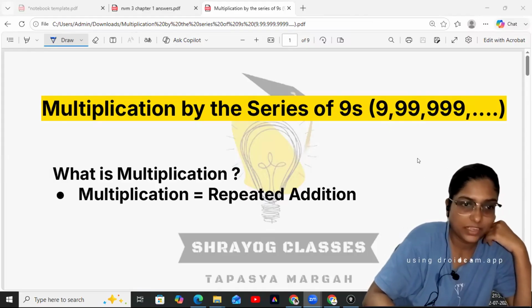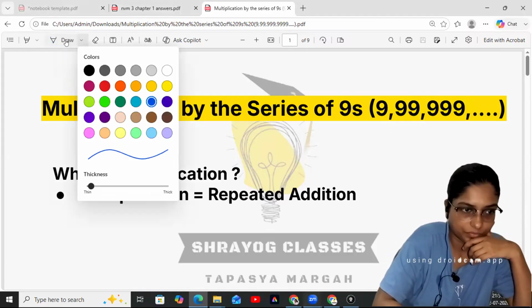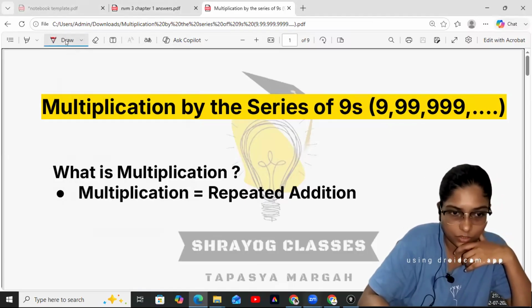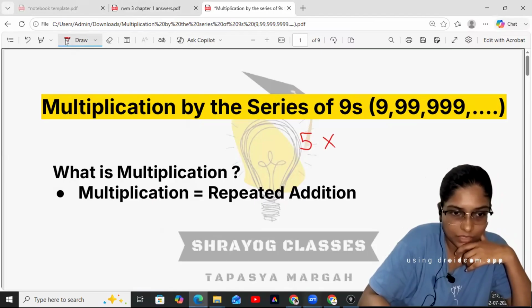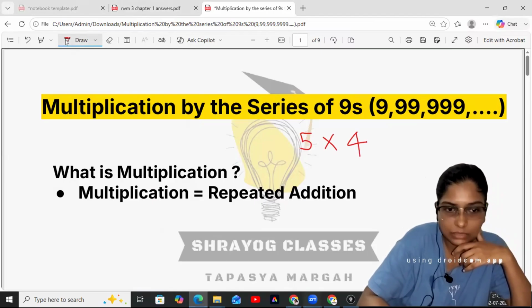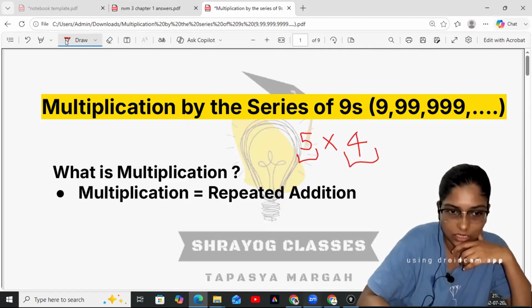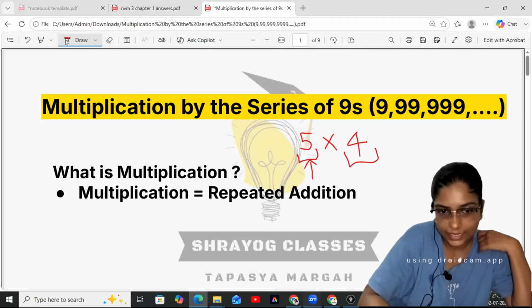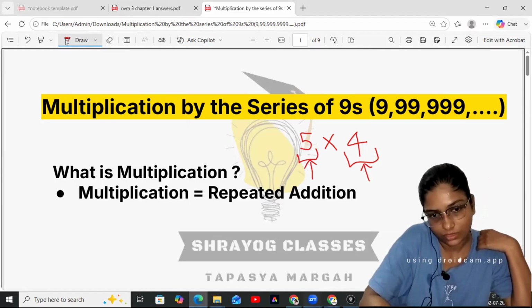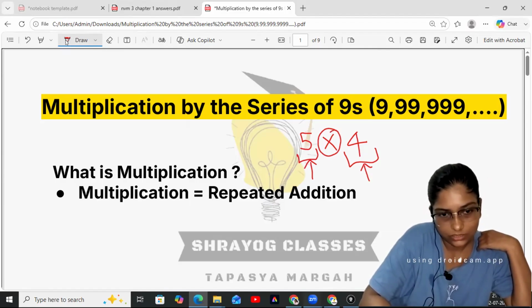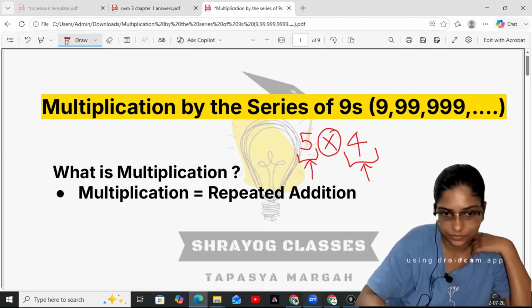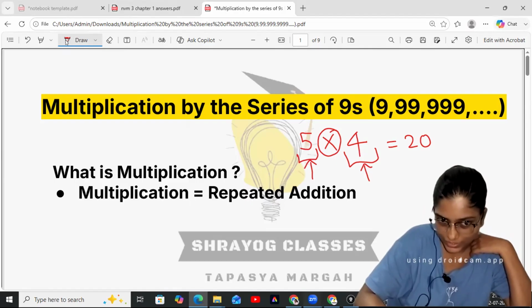First, suppose I give you an example wherein I ask you what I mean by 5 multiplied by 4. 5 multiplied by 4 means this number 5 has been added 4 times. That is why this multiplication is written. Let us see how. 5 multiplied by 4, we all know it's 20.